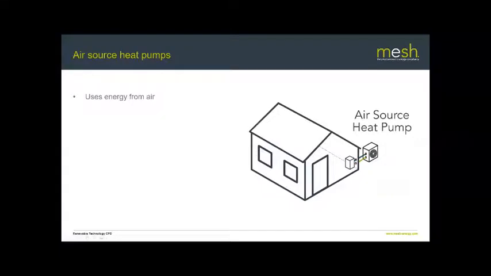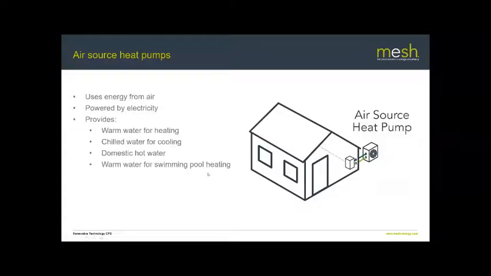Air source heat pumps take energy from the air. They're powered by electricity, and they provide warm water for heating, chilled water for cooling. They provide heat for domestic hot water, and they can also provide heat for swimming pool heating. Typically, when in heating mode, they'll give an efficiency of between 250 and 400%, or a COP of between 2.5 and 4. This means that for every unit of electricity you put in, you can expect to receive between 2.5 and 4 units of heat. The outdoor fan unit is used to collect this energy.